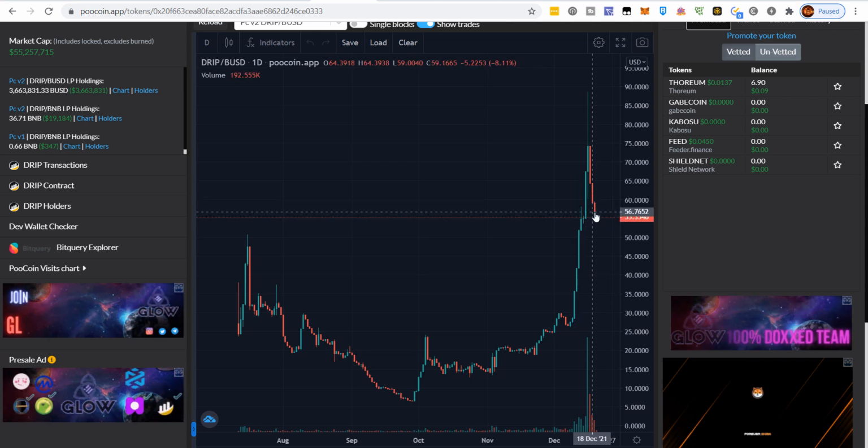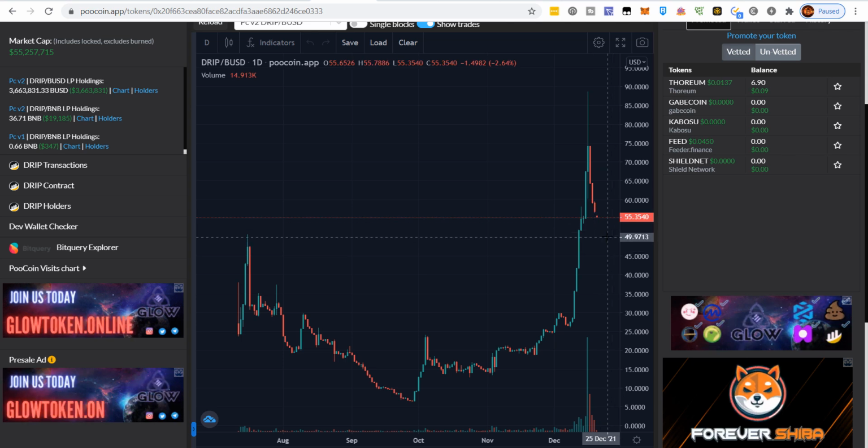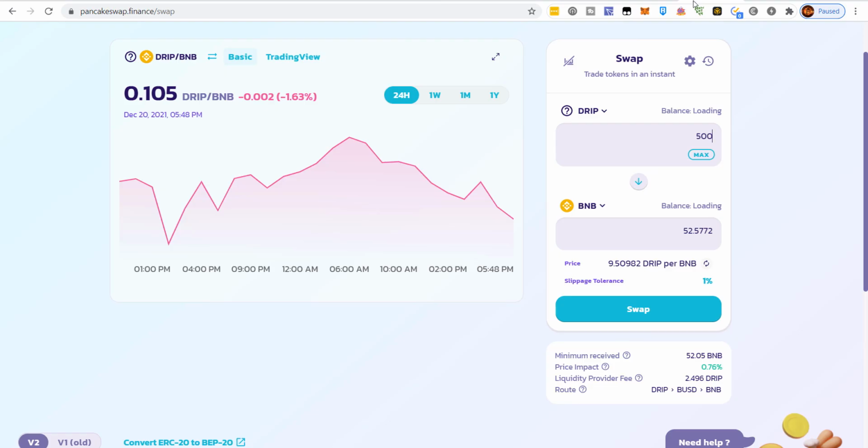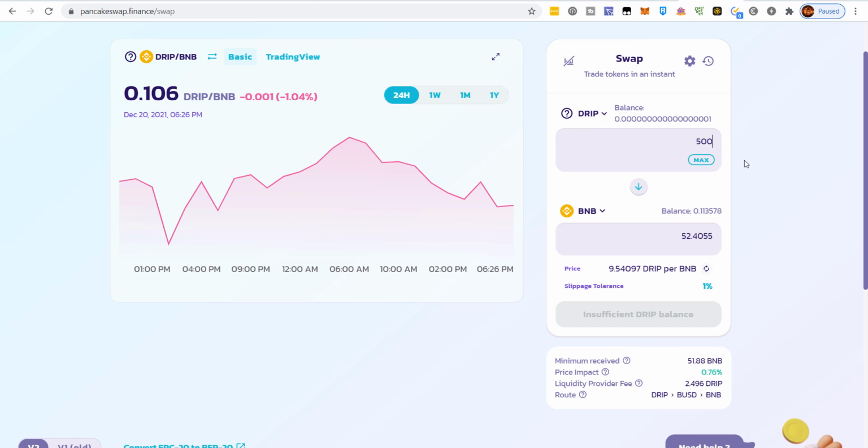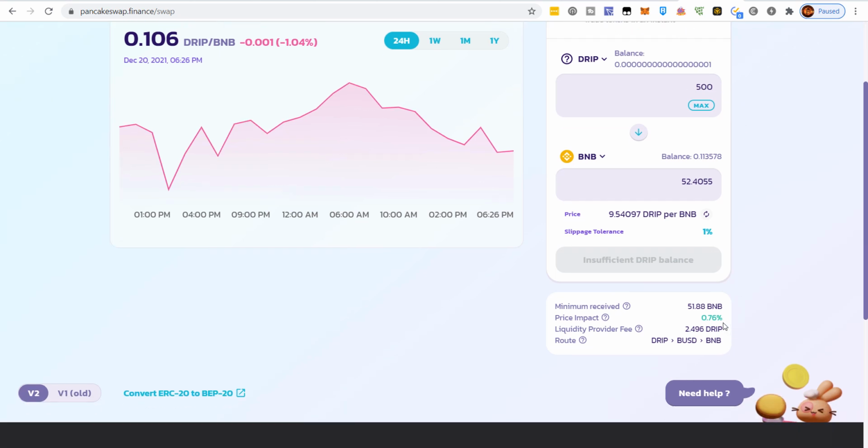Big spike like this, maybe we pull back a little bit further. They've added a tremendous amount of liquidity. Check this out. Over here on PancakeSwap, if you had 500 drip, which is like what, $30,000 roughly. If you had $30,000, you want to sell it in one fell swoop, you're going to barely move the price. Crazy. That's a lot of liquidity on the platform.